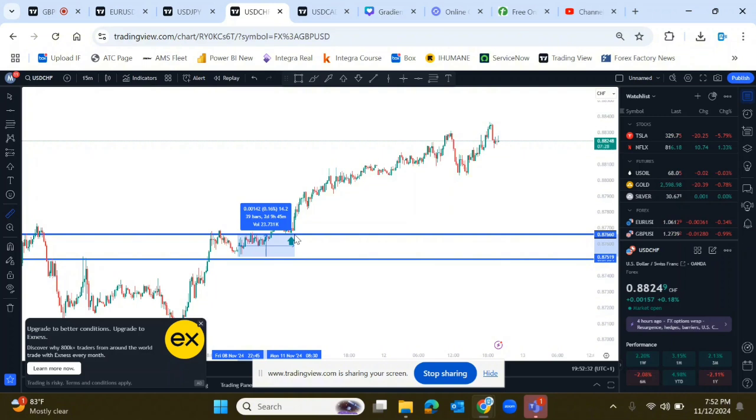So you can see how negligible that is. Okay, so now, even up to this point, someone entering at this point is still looking at 30 pips, 35 pips. That's the price difference.